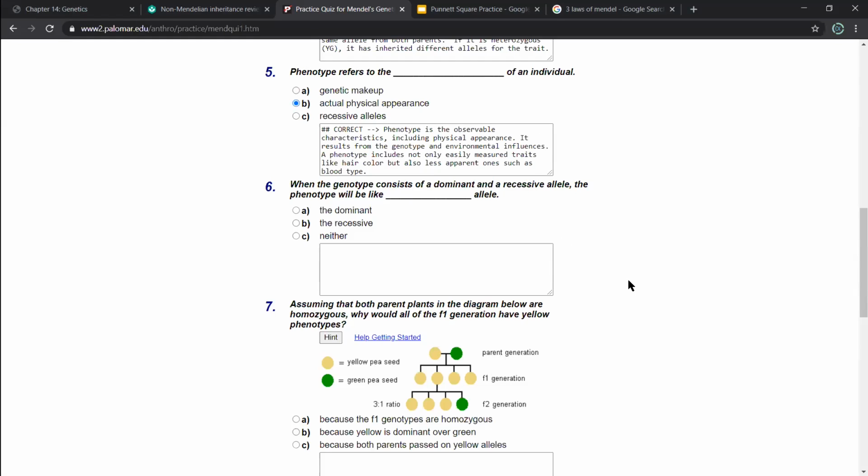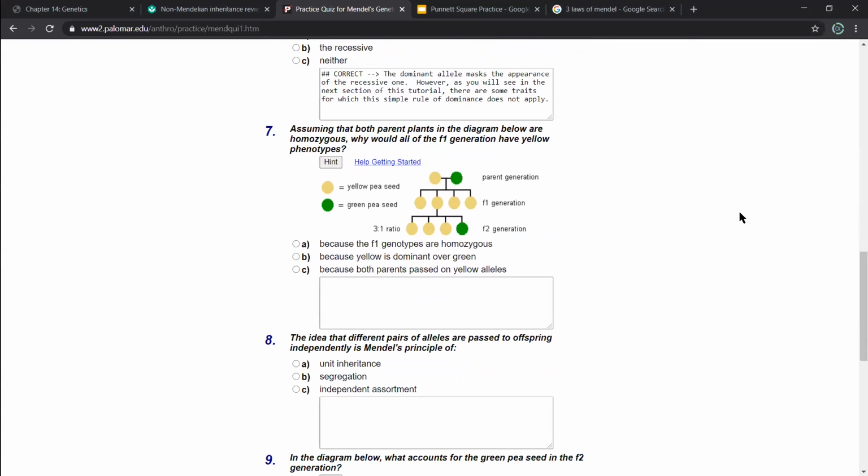So next question, when the genotype consists of a dominant and a recessive allele, the phenotype will be like blank allele. Okay, the answer here is A. Remember that dominant always masks recessive, so the answer is A.